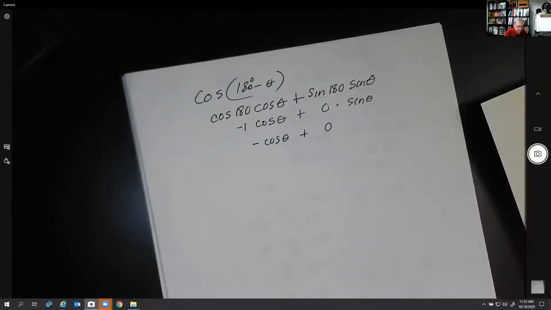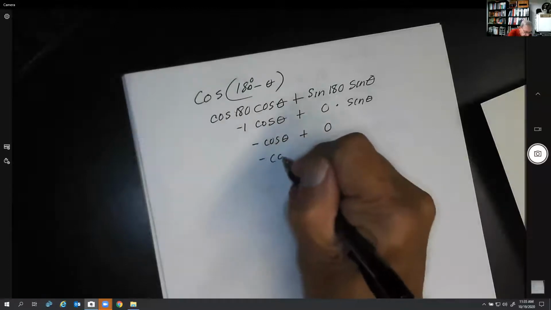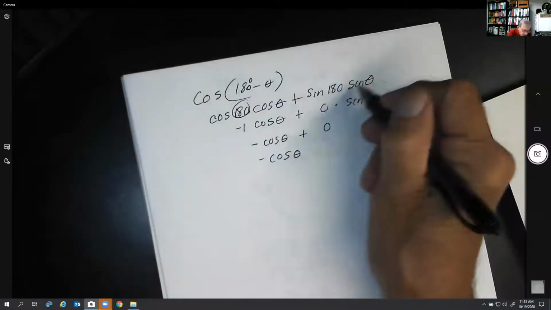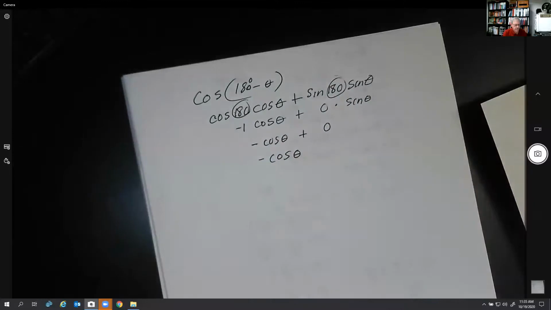Okay. So the answer is negative cosine theta, and they wanted to write it in terms of theta. So just using this expansion, that's all it is, and then substituting in the values that you know. But now we're going to do one that's a much tougher one.